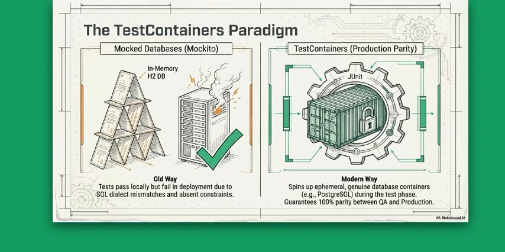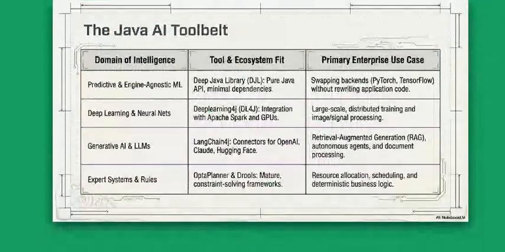Now, it is time to give it a brain. The final layer of this blueprint is the violet layer, the AI tool belt. This is where everything we've discussed converges. The entire tech industry is rushing toward AI. But bolting AI onto a fragile, poorly tested system is a disaster waiting to happen. You need that resilient core first.